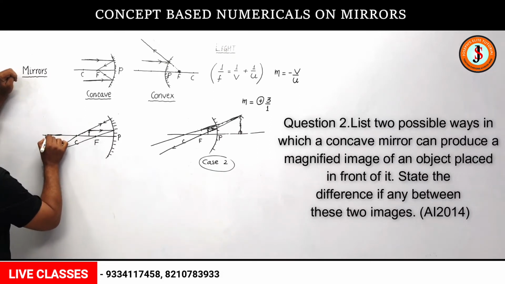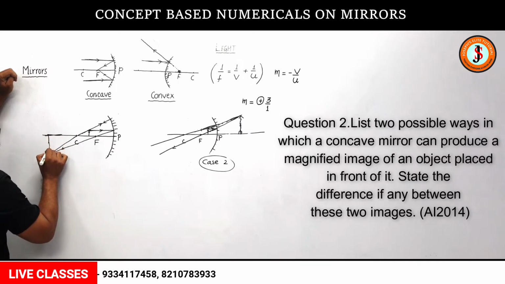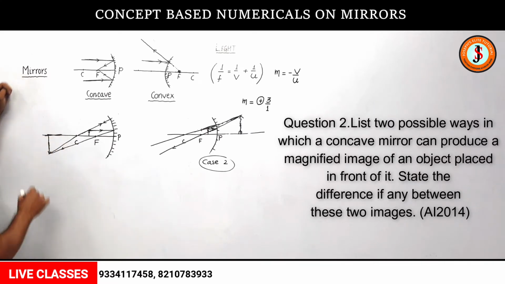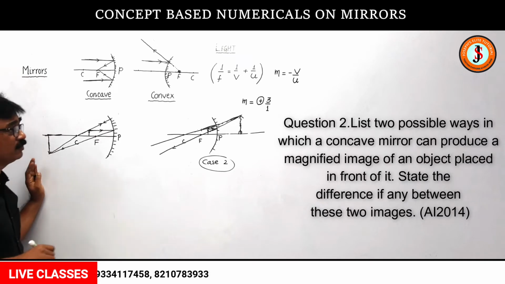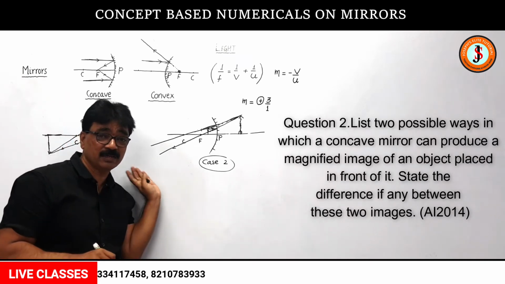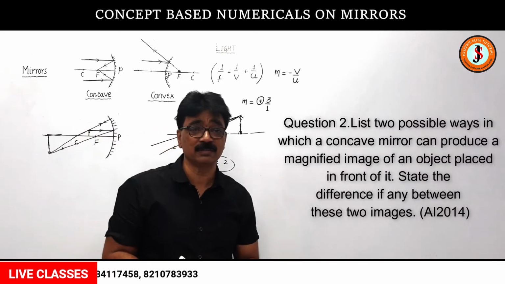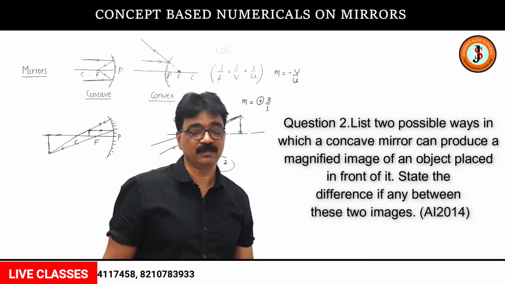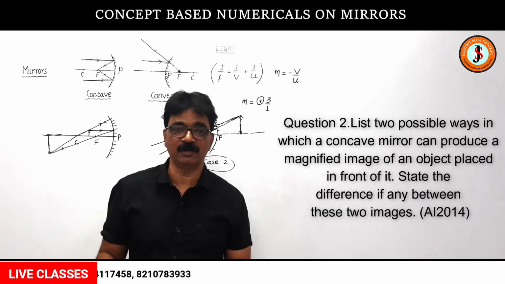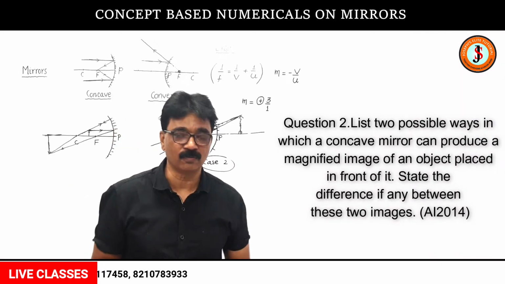But there is a difference between these two images. This image is real and inverted, therefore the magnification will come negative in this case, and the magnification will come positive in this case. In both cases the numerator will be larger than the denominator if you are taking numerical values and doing calculations.